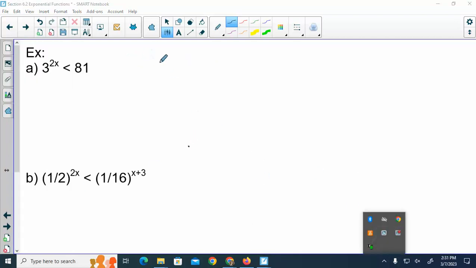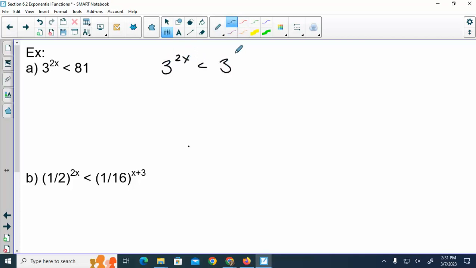Alright, you guys try these. Which one? What did you do for your common base? 3. So 3 to the 2x is less than 3 to the 4. So 2x is less than 4, so x is less than 2. So your answer is?